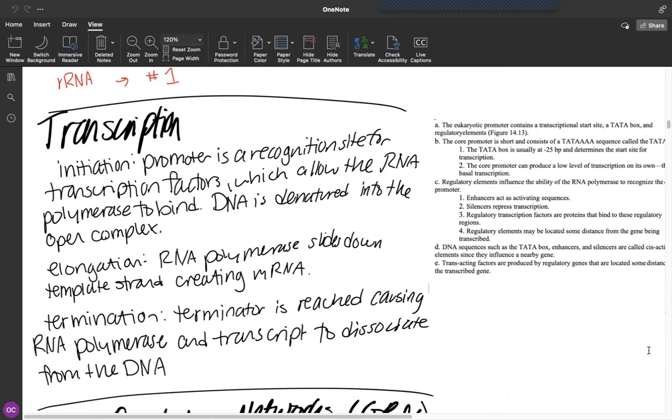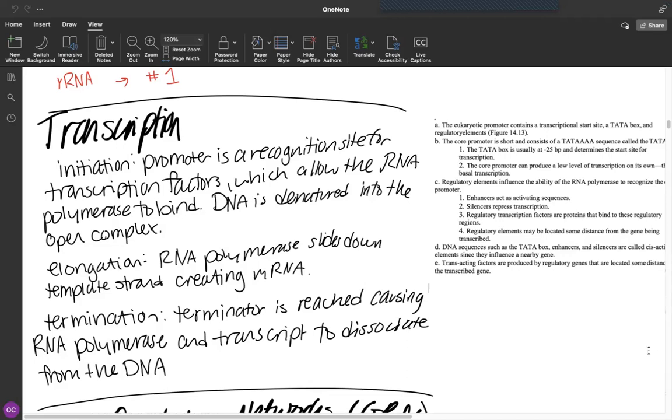So there's 3 parts to transcription. That's when mRNA is produced. Initiation is where you have a promoter, which is a recognition site for those transcription factors to attach onto. So what happens is the transcription factor proteins are produced by a genomic locus. A good example is the Hox genomic locus. And it goes to the promoter, and the transcription factor protein binds to the promoter. This makes it a lot easier and allows for the RNA polymerase to bind to that sequence.